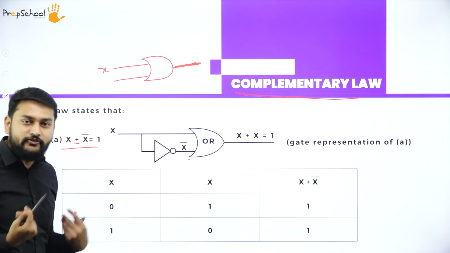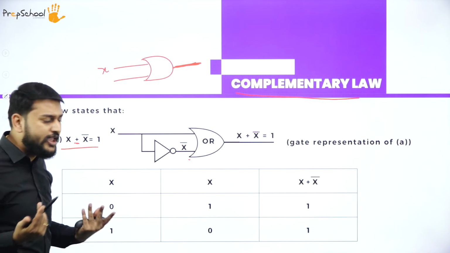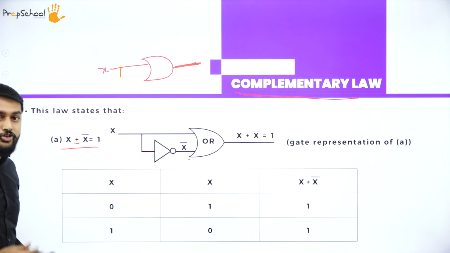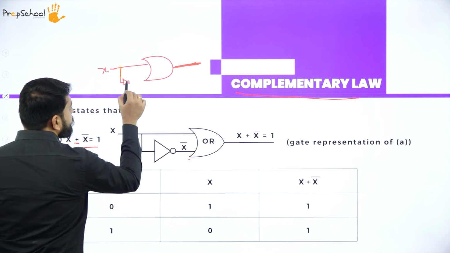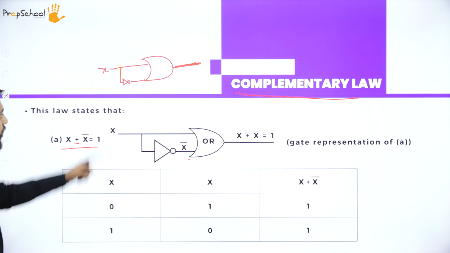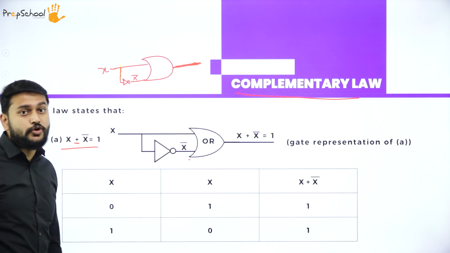I have X dash. Do I have X dash? No. So how do I get X dash? I have X, but I don't have X dash. So I have to convert this X into X dash. What do I have to use? I have to use a NOT gate, right? So I will just connect it. This X is getting converted into X dash in this output. That's what you need to remember.